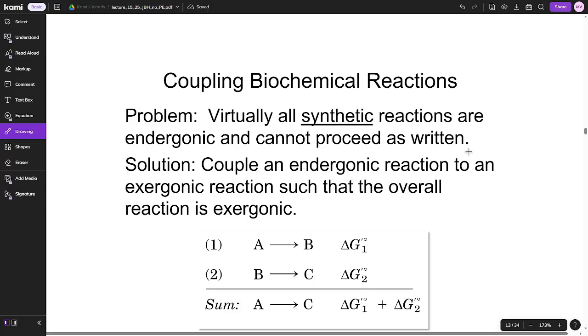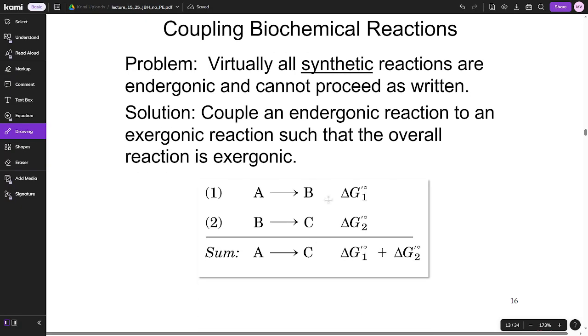Coupling biochemical reactions, basically what this means is that if you're given a reaction, in this case A to B, B to C, these are basically additive. And they're additive because the product of one reaction goes in as a reactant for another. So basically you can cancel these out and add them together. So A goes to C, and then these just add together, G1 and G2.